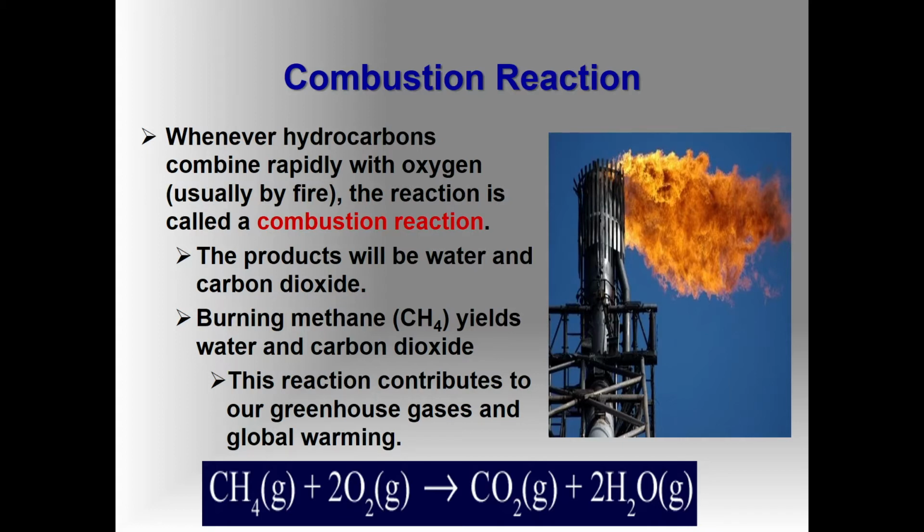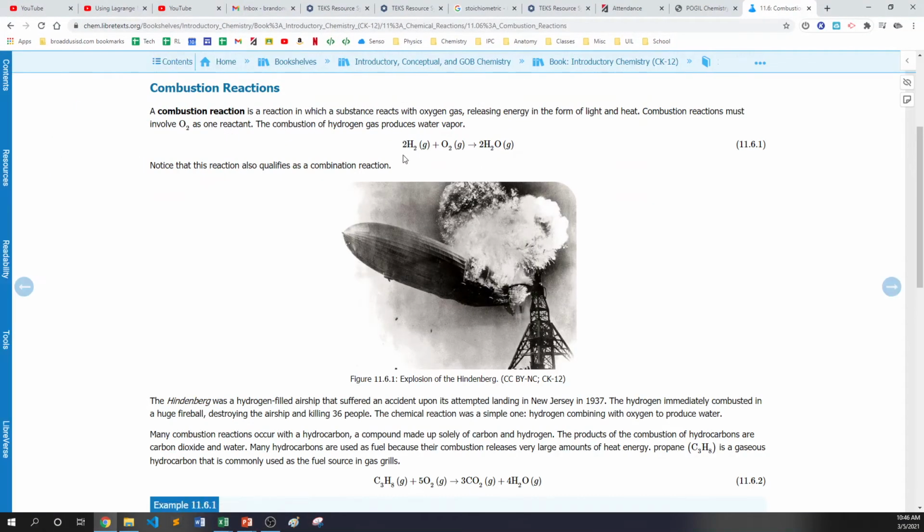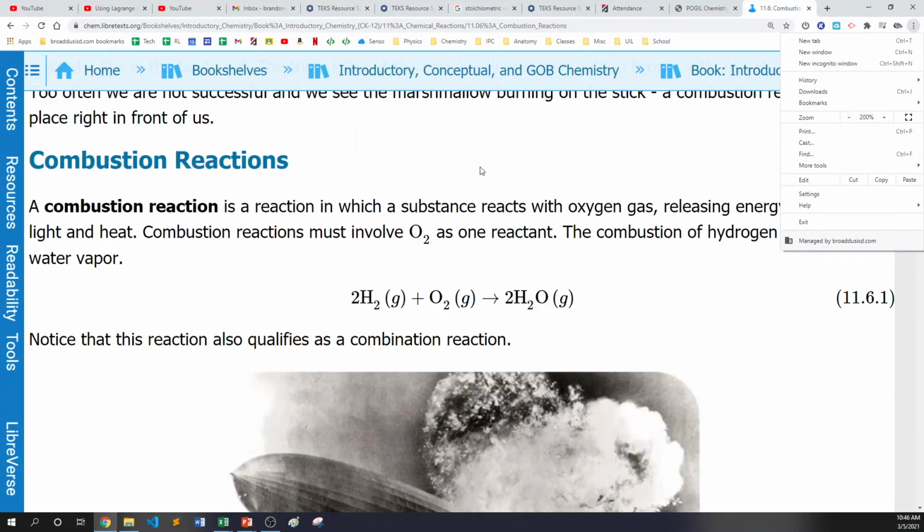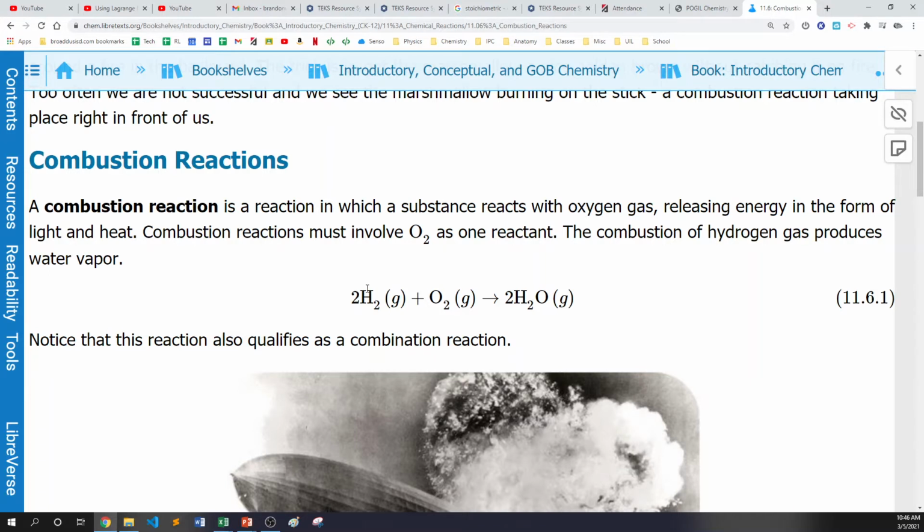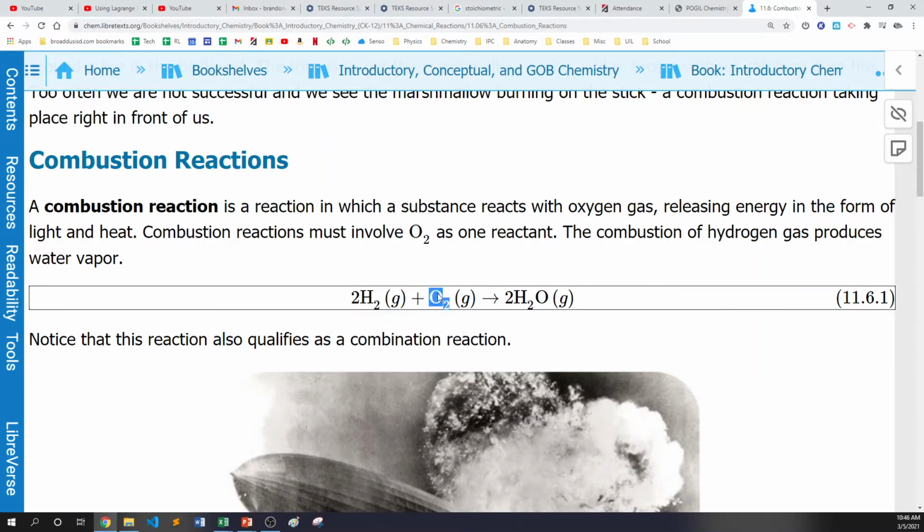Let me see if I can get an alternative. Technically, a combustion reaction is a reaction in which a substance reacts with oxygen gas, releasing energy in the form of light and heat. Combustion reactions must involve O2 as one reactant. So, for example, hydrogen gas plus oxygen gas is a combustion reaction. Combustion just involves oxygen.